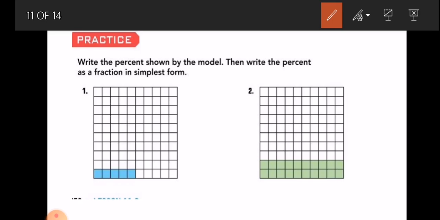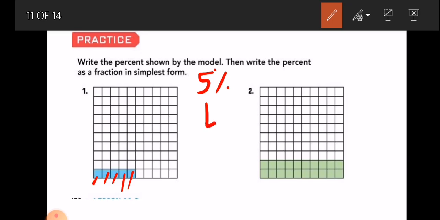Write the percent shown by the model. Then write the percent as a fraction in the simplest form. Okay, the first part, write the percent shown. Already here my grid is 10 by 10, it means it's 100. So I have just to count how many are colored and write my percent. So I have here colored 1, 2, 3, 4, 5. So 5% colored. This is the percent.